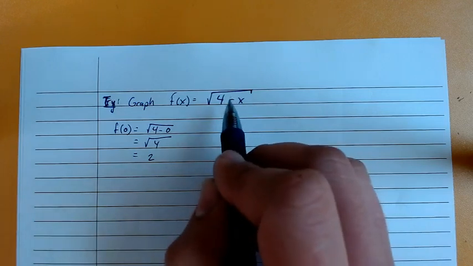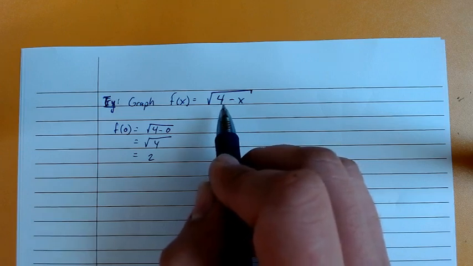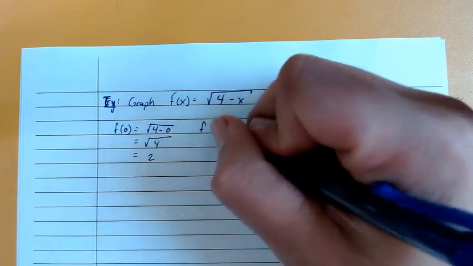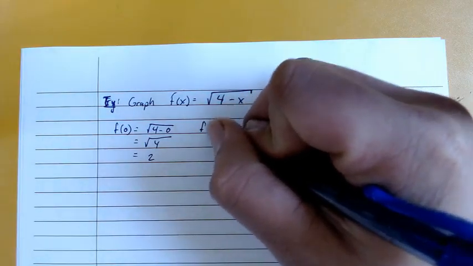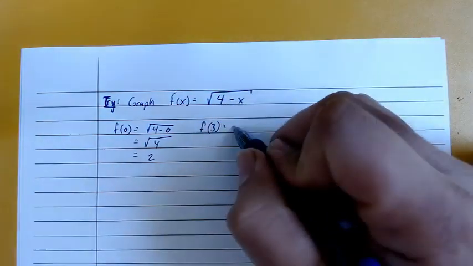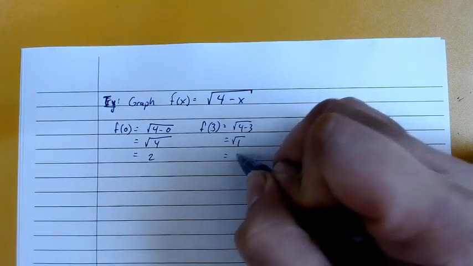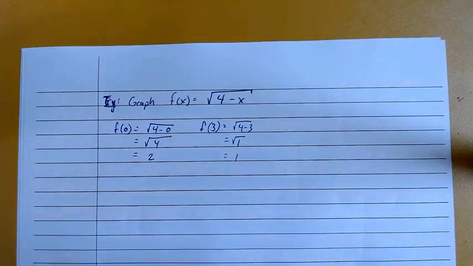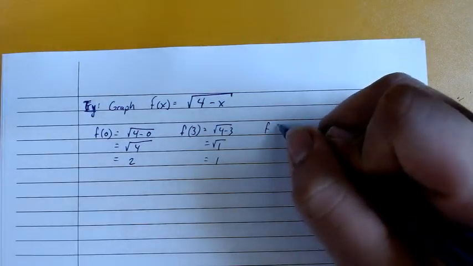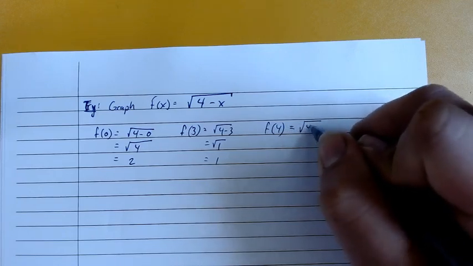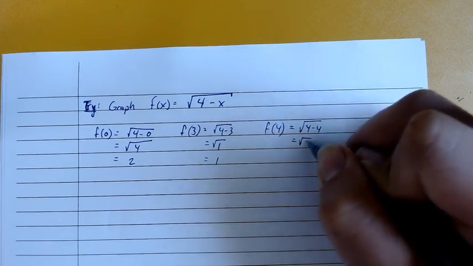Same thing with 2. I don't like that. But 3 works pretty well. 4 minus 3 is 1, and I can do that. So f of 3 is the square root of 4 minus 3, which is the square root of 1, which is just the number 1. And I can try f of 4, and that's going to be the square root of 4 minus 4, which is just 0.